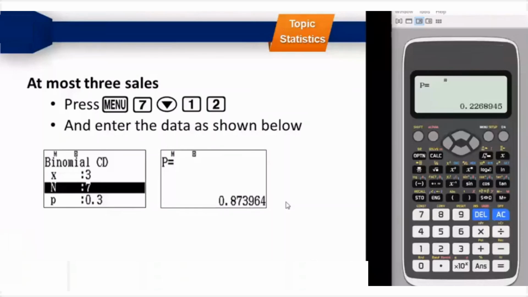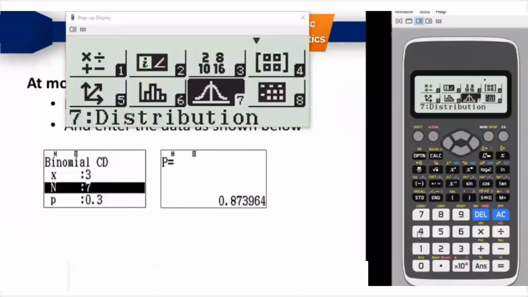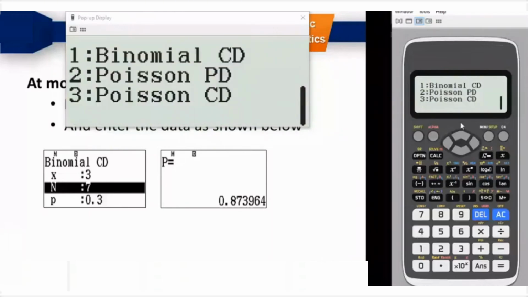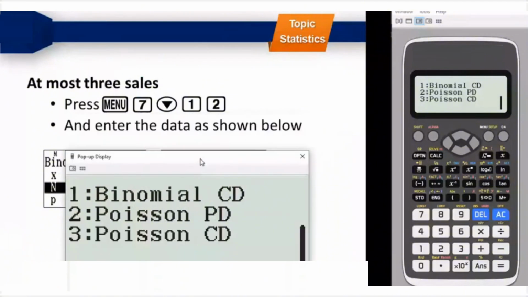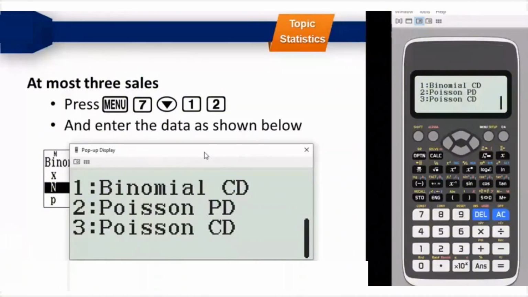The second possibility is, instead I select menu 7, and I scroll down and I select binomial CD. CD means cumulative distribution. Cumulative distribution means that it will give me all values of 3 and below. So I will press 1.